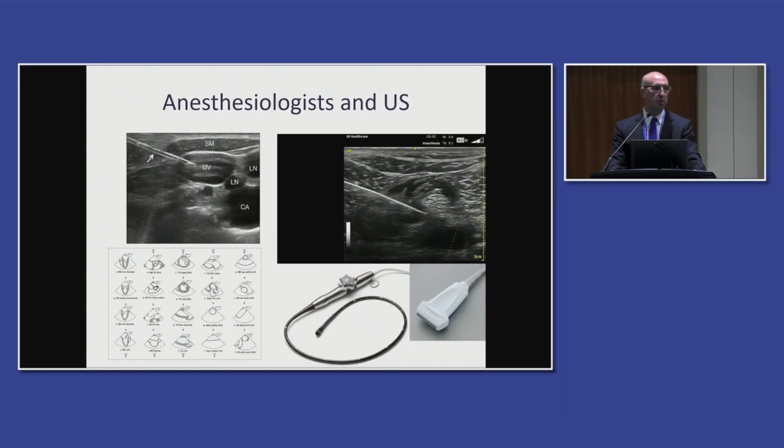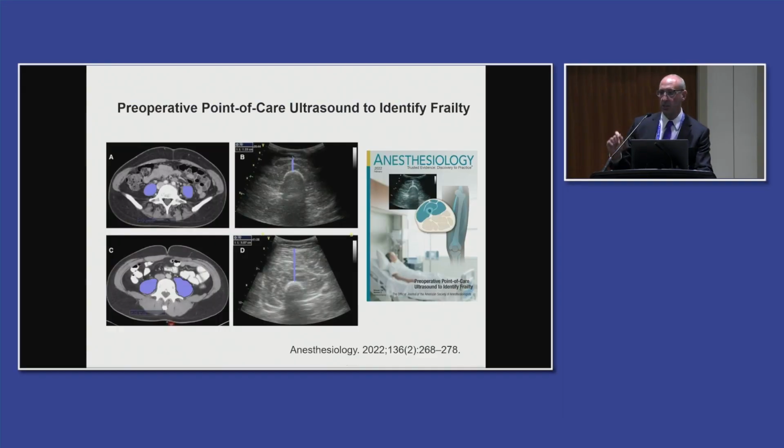But anesthesiologists don't just look at CTs. We do ultrasound, right? We do it for echoes and nerve blocks and putting in IVs. We are very facile with ultrasound. So why don't we look at sarcopenia by ultrasound? And Cici Canales from UCLA has done just that.